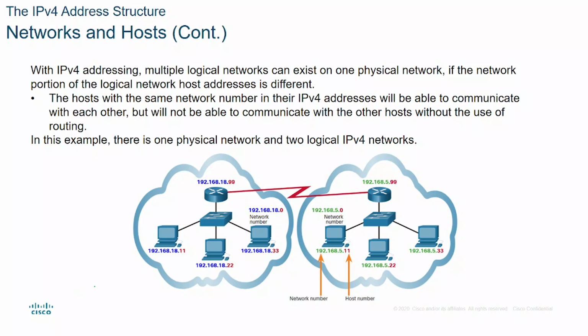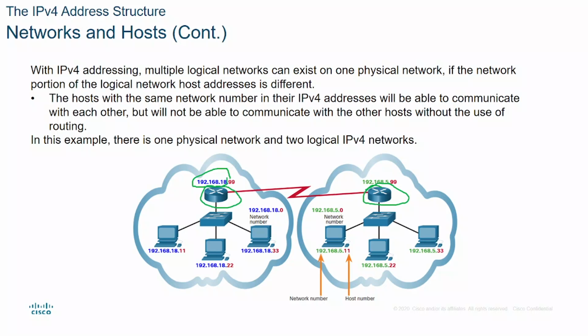If the network portion of the logical network host address is different, hosts with the same network number in their IPv4 address will be able to communicate with each other, but will not be able to communicate with the other hosts without the use of routing. You can see here two routers, router one and router two. We have 192.168.18, which is this network, and we also have 192.168.5, which is another network.